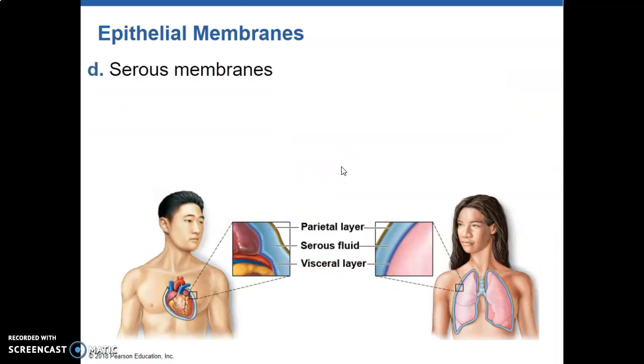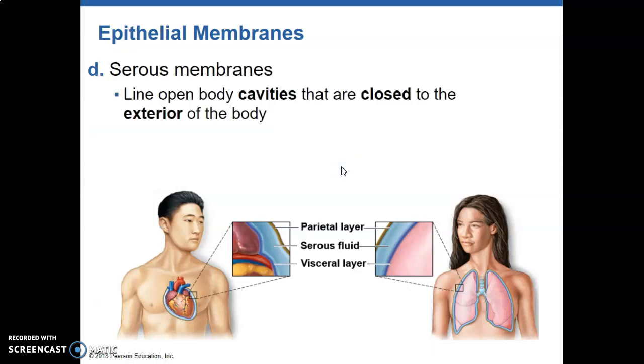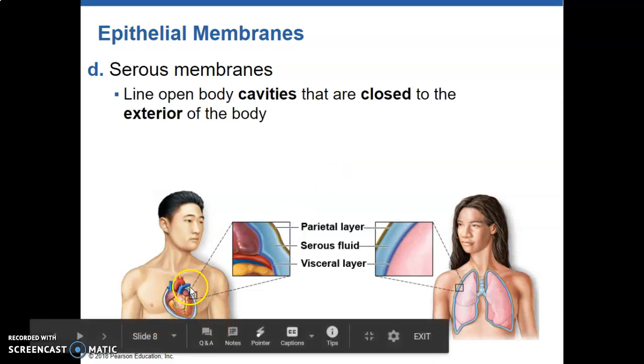Finally, we have serous membranes. Serous membranes line open body cavities that are closed to the exterior of the body. So this might include the membrane that's around the heart, and it also would include the membrane that's around the lungs.